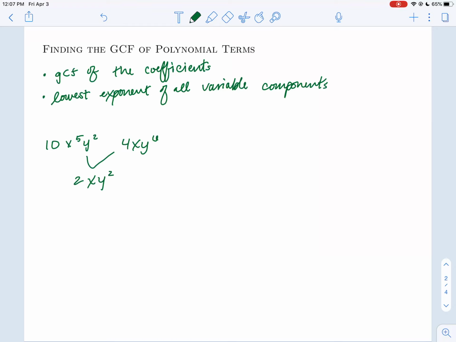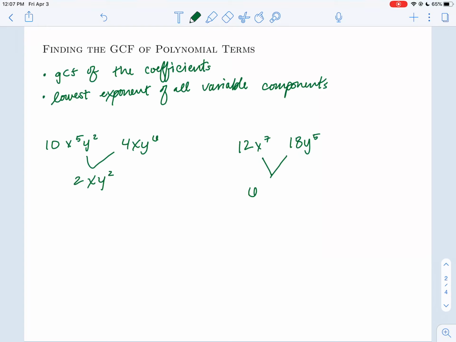Let's consider an example where maybe the variables look a little different. Maybe we don't always have all the same variables. So for instance, I could ask you for the greatest common factor of 12x^7 with 18y^5. Again, we just want to start with the greatest common factor of the coefficients. So the greatest common factor of 12 and 18, that's going to be 6.